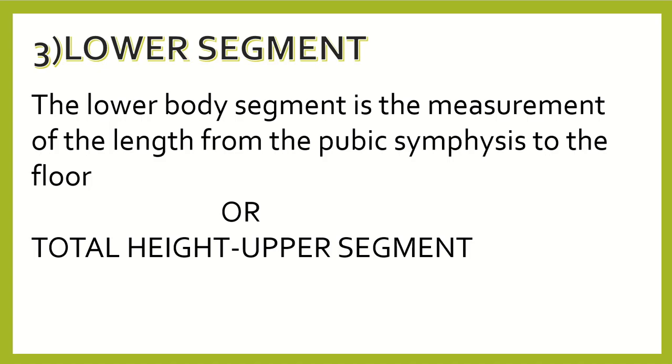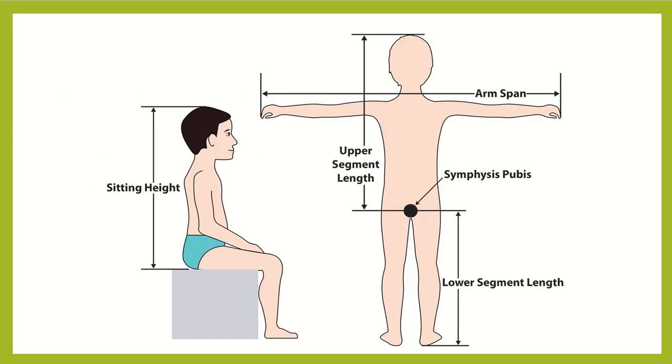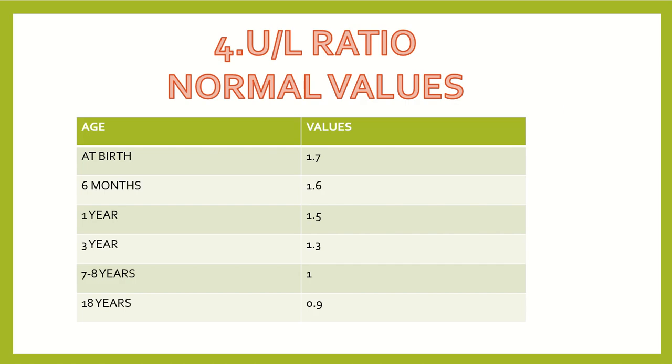Now what is the lower segment? It is the measurement of the length from the pubic symphysis to the floor, or the total height minus the upper segment. See over here, there are different measurements like the sitting height, the lower segment length, the upper segment length, the symphysis pubis, the arm span. The most important thing that you have to measure is the upper segment to lower segment ratio. There are some normal values, and if any baby has a value deviated from the normal value, that will help you diagnose any important thing.